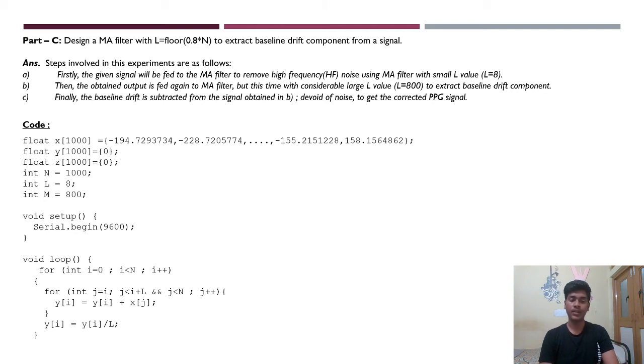Coming to the Arduino code, we have the first few lines of the code similar to the previous two codes. We initialize the input, and we initialize the outputs y and z. We initialize n equal to 1000, where n is the length of the input signal, L equal to 8, where L is the length of the first moving average filter, and m equal to 800, where m is the length of the second moving average filter. In the while loop, we write nested for loops for the first moving average filter, and here we have code similar to the codes of the previous two questions.